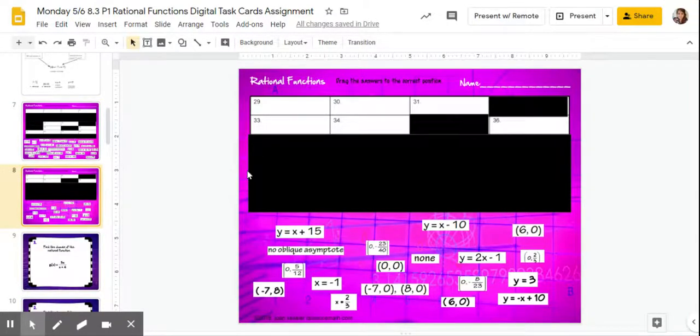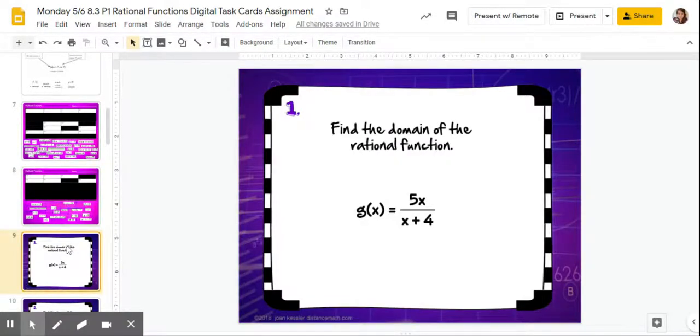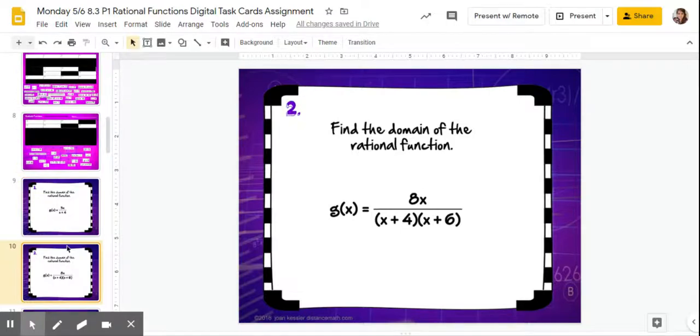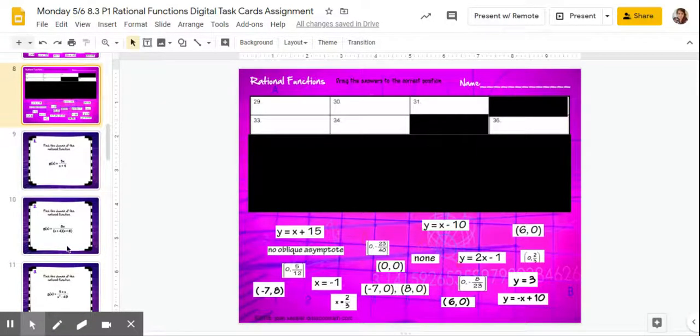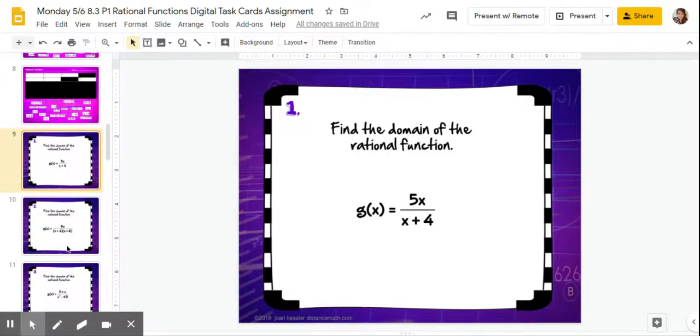On slide 8, there are another 5 more problems that you are going to pick and choose from. If you look at the next slide here, number 1, number 2, number 3, and 4 are all asking for you guys to find the domain. In order to find the domain, you need to figure out what cannot work. So you have to set the denominator equal to 0 and solve. And then that will tell you what x values cannot be in the domain.